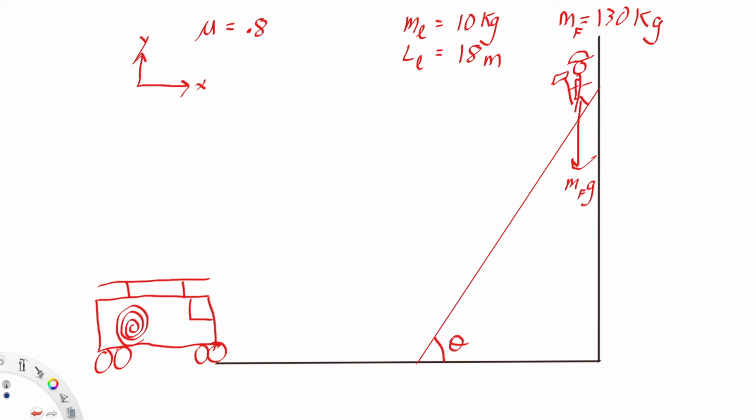Well, okay, so there is a normal force from the ladder to the firefighter. But what we're mostly concerned with in this problem is the motion of the ladder, not the motion of the firefighter. So where are the normal forces on the ladder? So one of them is from the building to the ladder. And one of them is from the ground to the ladder.